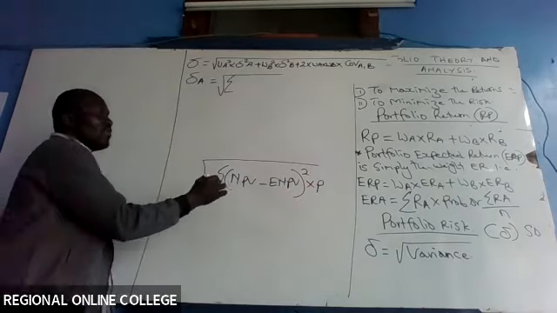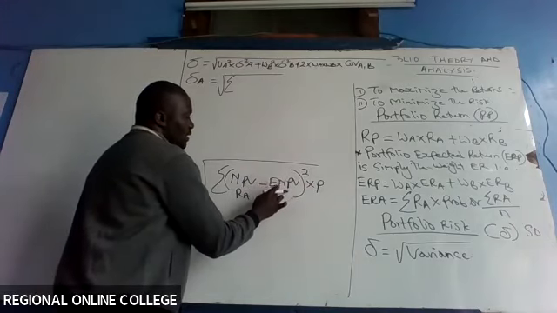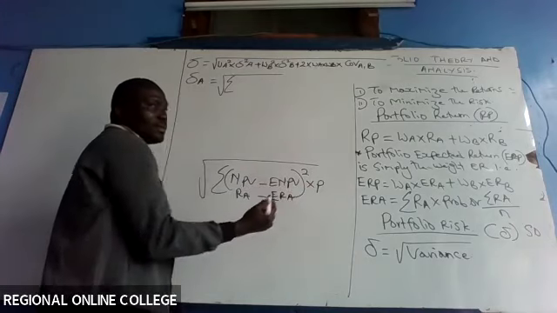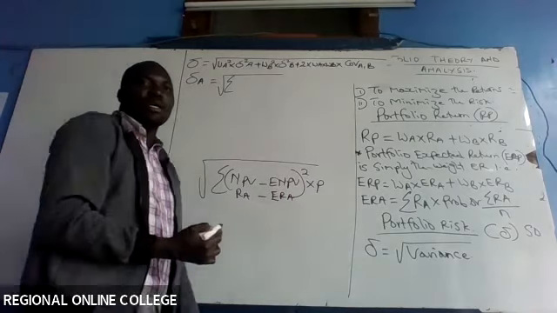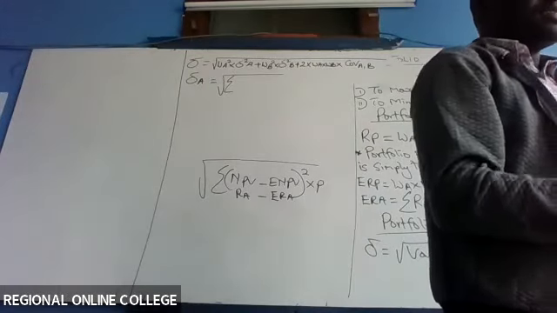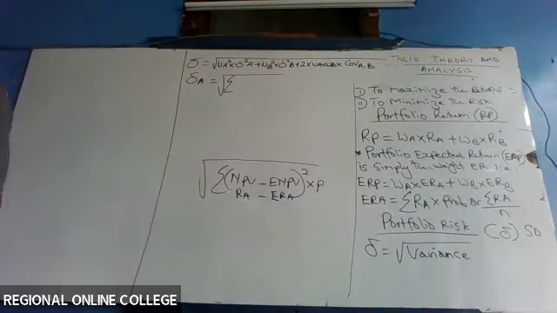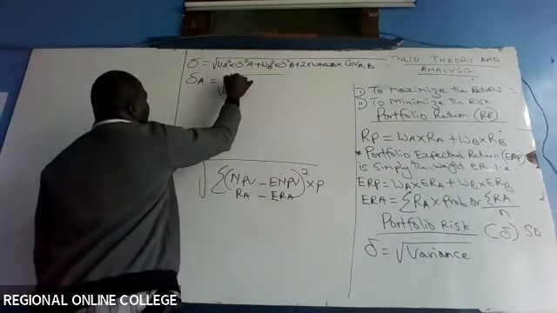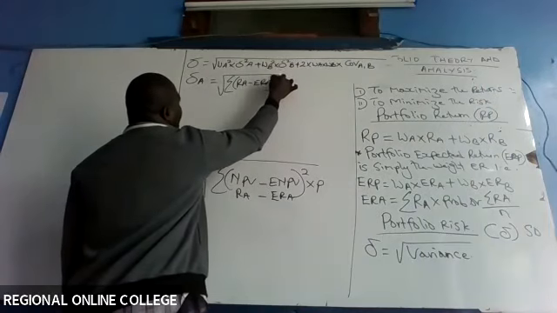Now here, instead of NPV we have returns of A. Instead of expected NPV we have expected returns of A. We borrow from each other. So it is the returns of A minus expected returns of A. So summation of the returns of A minus expected returns of A squared times the probability.